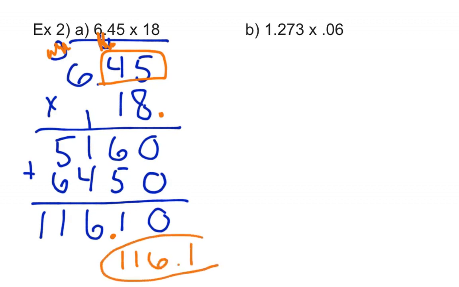And actually, now I can, this is one of those times, 116.1. I can really drop off that 0 now. This is not like a rounding problem where they asked for the hundredth place. If I want, because that's a 0 on the end of a decimal, I can get rid of that if I want. I don't need it. Okay?